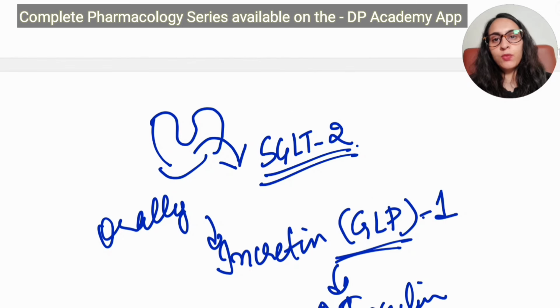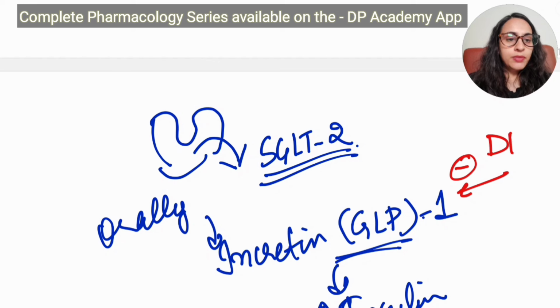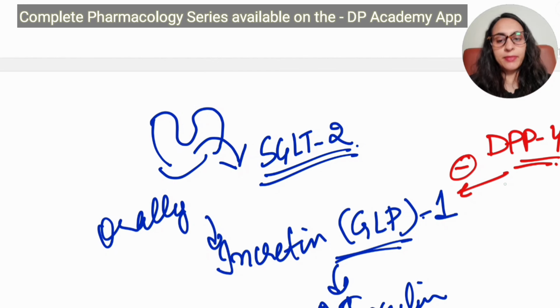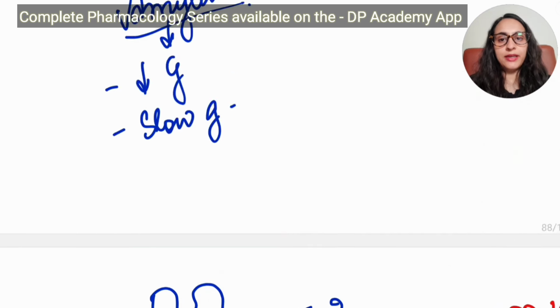So this GLP-1 is inactivated by DPP4, which is dipeptidyl peptidase 4. So this DPP4 inactivates the GLP-1, and the glucose release is also controlled by the brain, by the sympathetic system. So what are the ways to control diabetes?